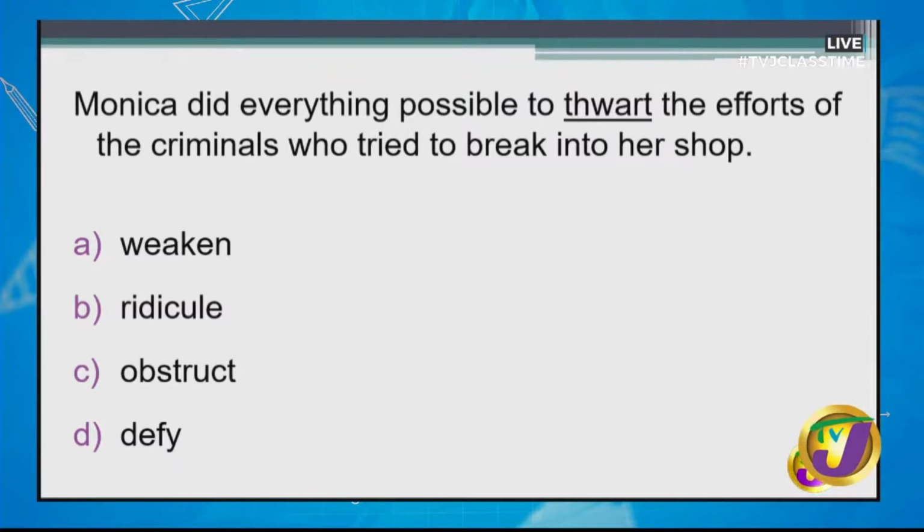Ready? All right. So to thwart is to obstruct. So you're trying to prevent this from happening. So you're going to do things to obstruct this thing occurring. All right. So let's look at the next sentence now.